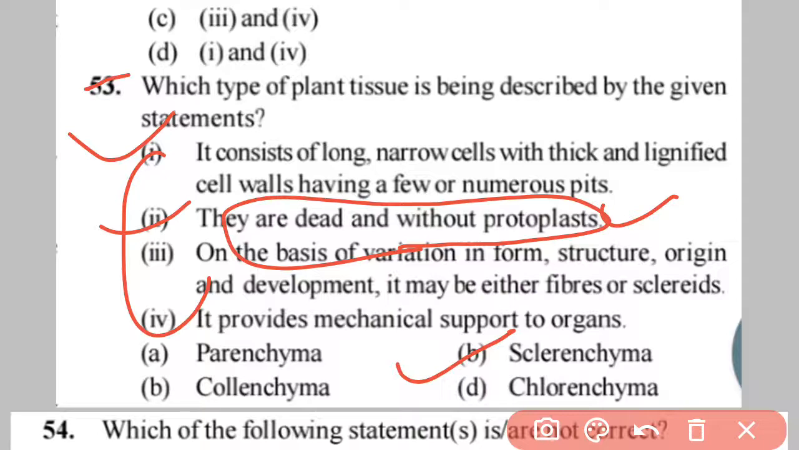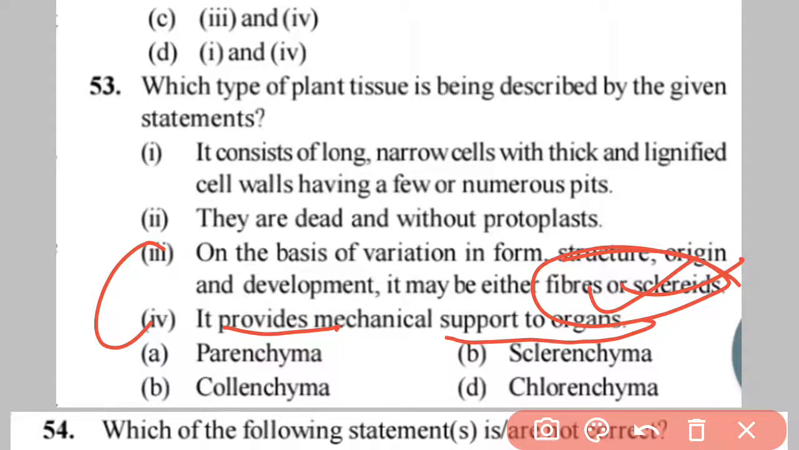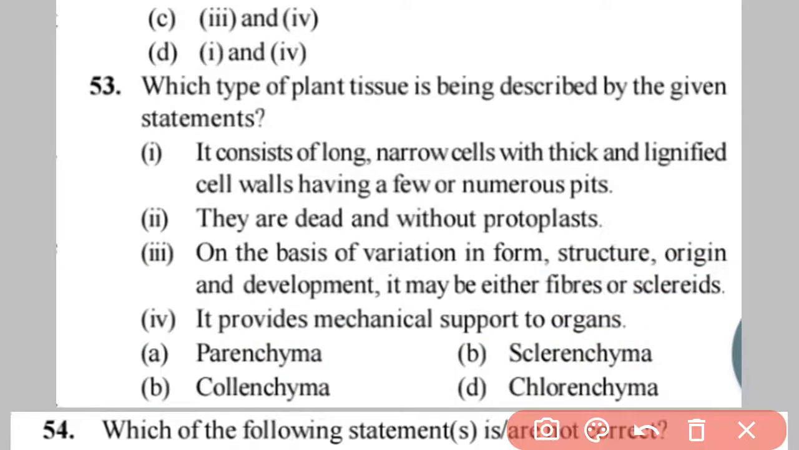We can also check the others too. Third, on the basis of variation in the form, structure, origin and development, it may be either fibres or sclereids. I have mentioned this also. It provides mechanical support to organs. So these are mainly features of sclerenchyma tissue. So here we got the answer. Option B is correct.